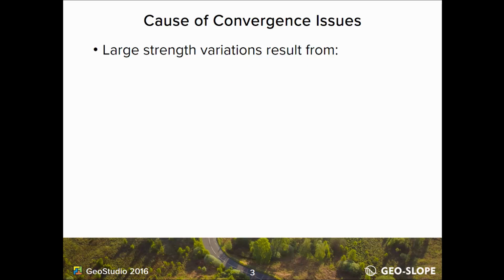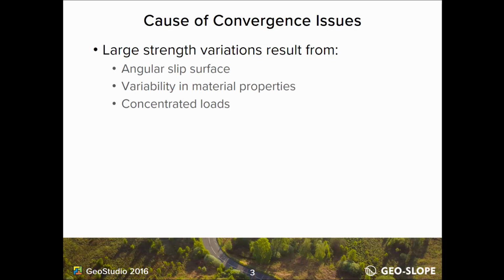Large variations in strength along a slip surface are caused by angularity in the slip surface, high variability in the inputted strength properties, and concentrated loads resulting from reinforcement, surface loads, point loads, or seismic loads.